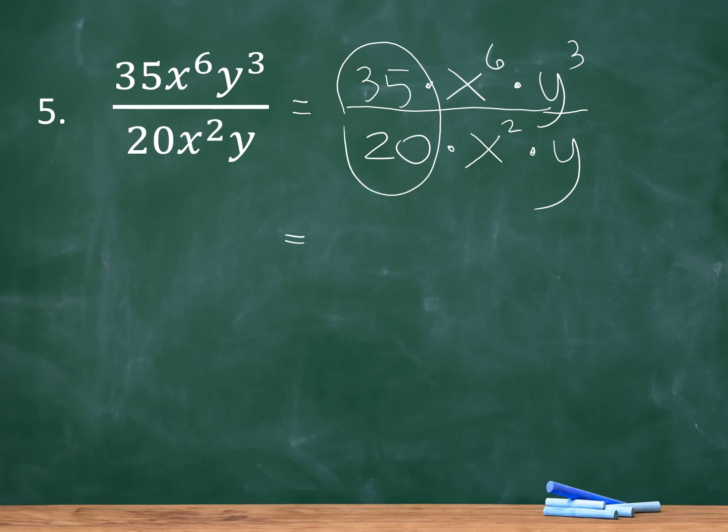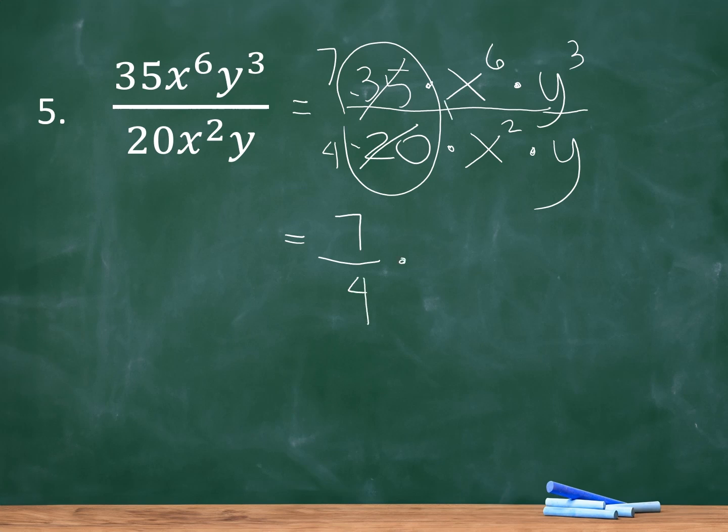35 divided by 20. So what we can do here is reduce this fraction into lowest term. So you think of a number that can divide 35 and 20 evenly. So we can use 5. 35 divided by 5 is 7, and 20 divided by 5 is 4. So we have 7 over 4 times.